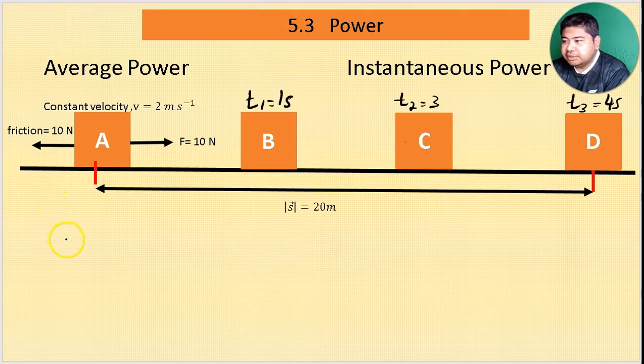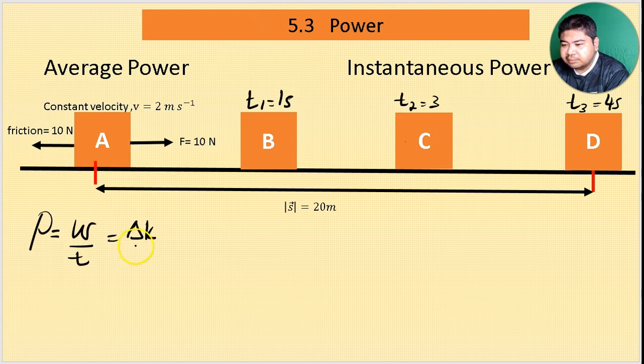Hello and welcome. In this slide I'm going to discuss the average power and the instantaneous power. Let's say the question asks you to find the average power delivered to the block to move the block from point A to point D, and let's say it takes 4 seconds to get to point D. The average power delivered to the block is equal to work done over time, or the change in the kinetic energy of the block divided by time.